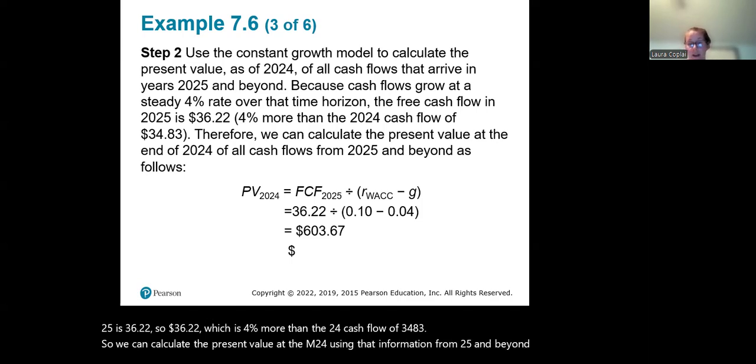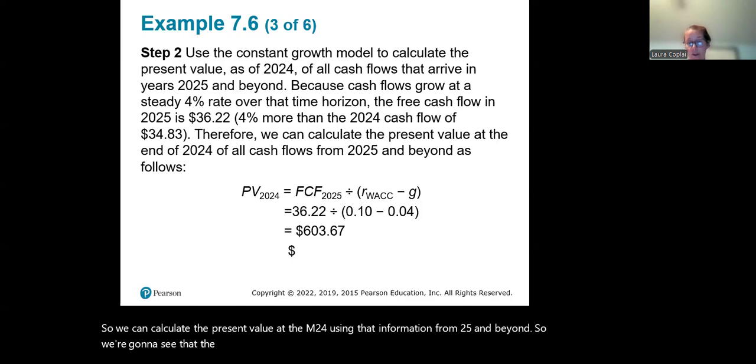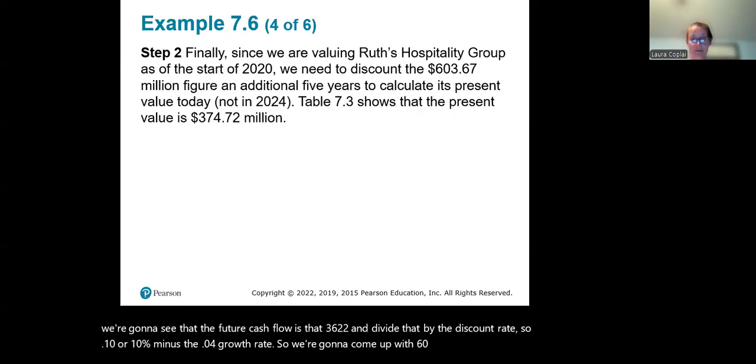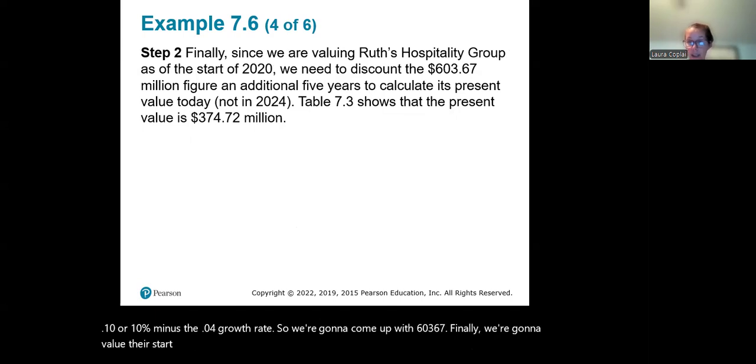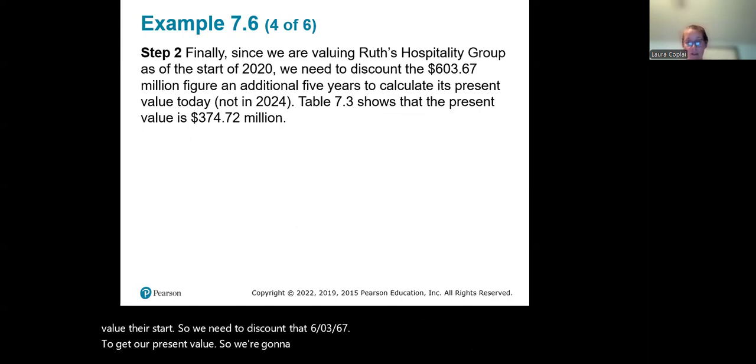So we're going to see that the future cash flow is that 36.22 and divide that by the discount rate, 0.10 or 10%, minus the 0.04 growth rate. So we're going to come up with 603.67. Finally, we're going to value their stock. So we need to discount that 603.67 to get our present value. So we're going to show that the present value is 374.72 million.